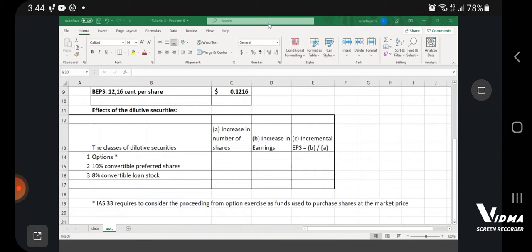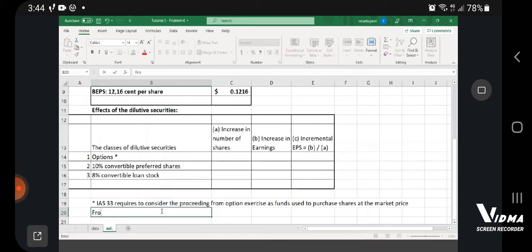Actually, what IAS 33 says is that we issue the options and we assume that these options are exercised in full. And the money that we take back from exercising the options will be used to repurchase shares at the market price. And only the difference will be considered as bonus amount of shares.